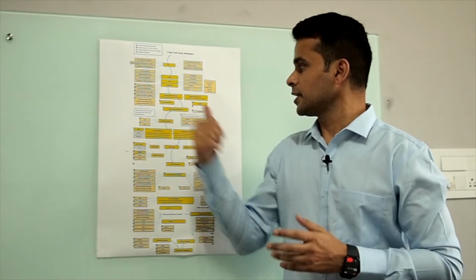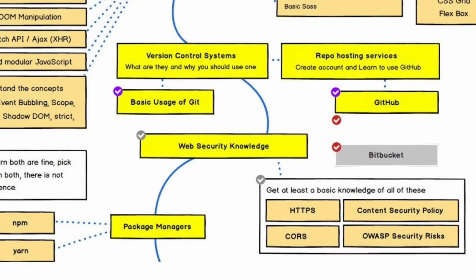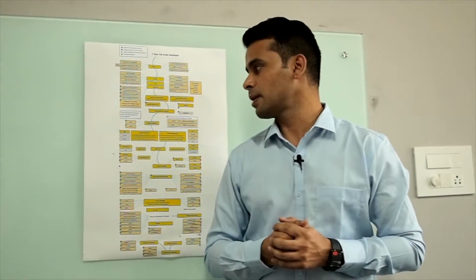You'd also be understanding the basics and fundamentals of web security: what is HTTPS, when should you do HTTPS, what is CORS, how can you avoid CORS errors, and what are OWASP security rules, and how exactly to implement that in your web application.